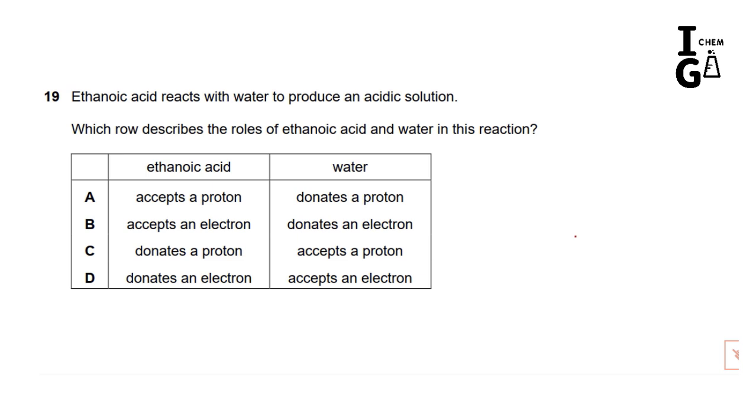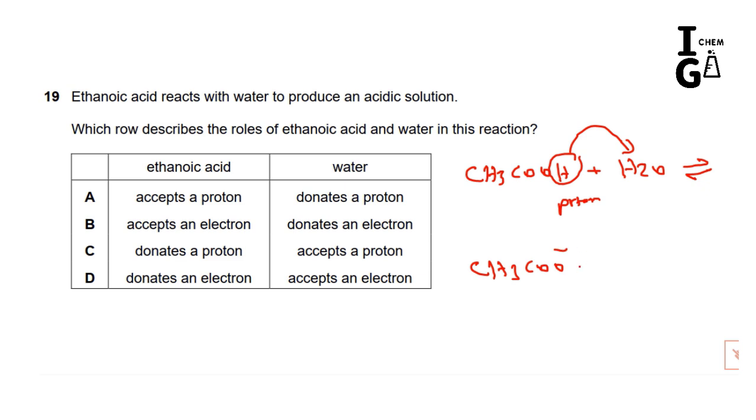19. Ethanoic acid reacts with water to produce an acidic solution. Which row describes the roles of ethanoic acid and water in this reaction? So, you know, guys, ethanoic acid is actually a weak acid. CH3COOH plus water, H2O. This one, you know, guys, is also a reversible reaction, because this is a weak acid. Here this H, which is also called a proton, is going to be donated in favor of water.